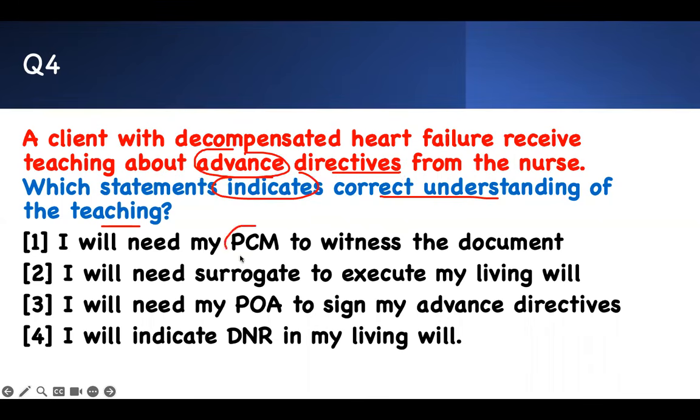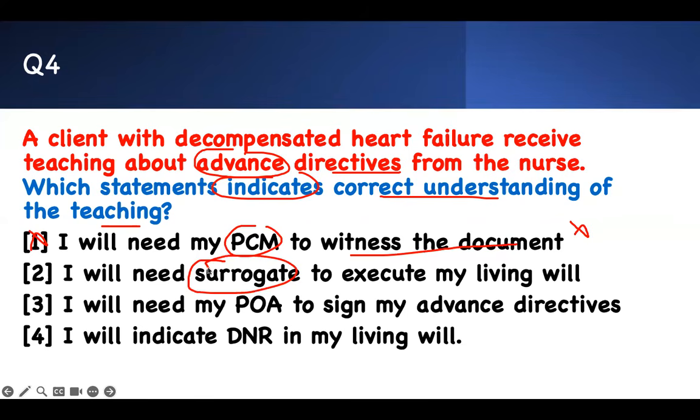I will need my PCP to witness my document. The PCP does not witness it at all. I need a surrogate to execute my living will. The living will is what it is, a living will. So it's a document that is living, basically telling people what to do when you are not capable. You don't need to direct anybody. The will itself is living. That's why we call it a living will. It's a document that is alive. It speaks for itself, so you don't need a surrogate.